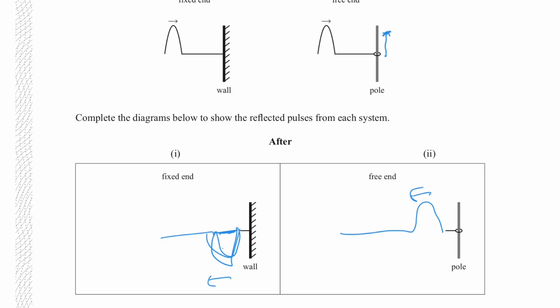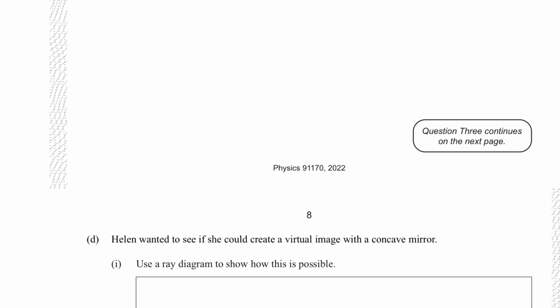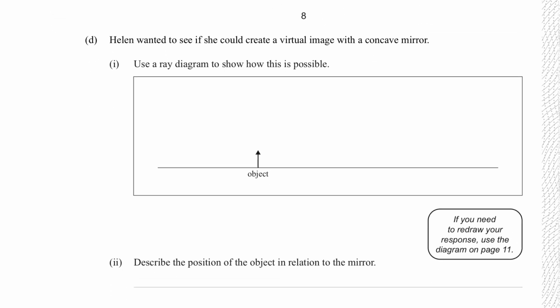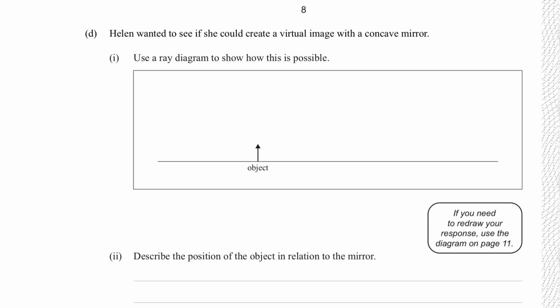But Helen wanted to see if she could create a virtual image with a concave mirror. This is all over the show, sorry, but what's the link between this here and this here? That would be a nice thing to see, a little bit of continuity for the poor students having to sit this. Getting whiplash. Helen wanted to see if she could create a virtual image with a concave mirror. Use a ray diagram to show how this is possible.